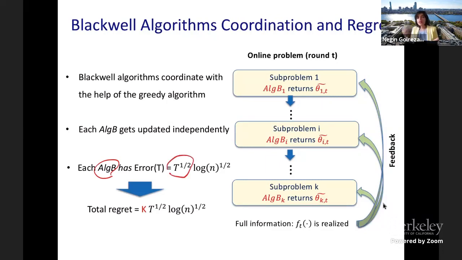And then because of the extended robustness, if I consider all the error terms of the different AlgB algorithms, these Blackwell algorithms, the total regret bound is going to be K times that, because the error does not propagate. And that's the gist of the algorithm.